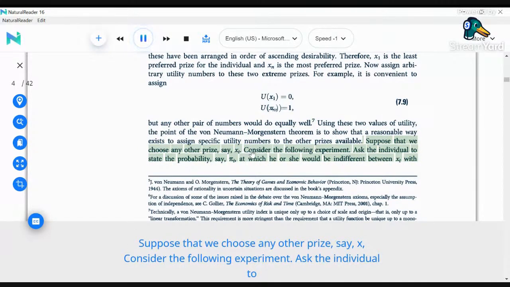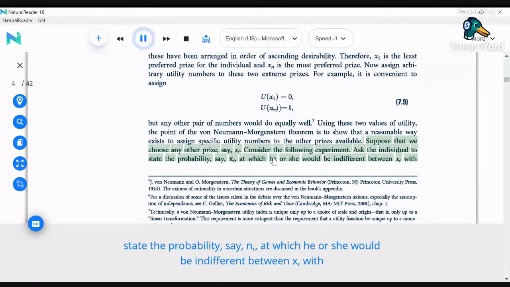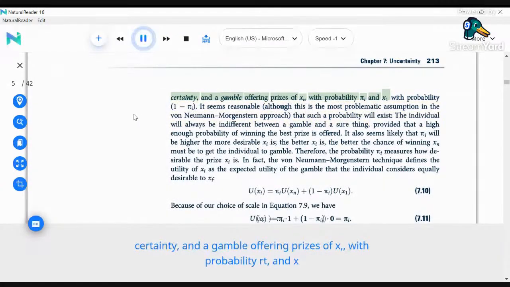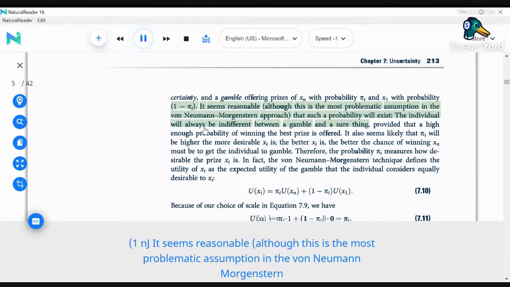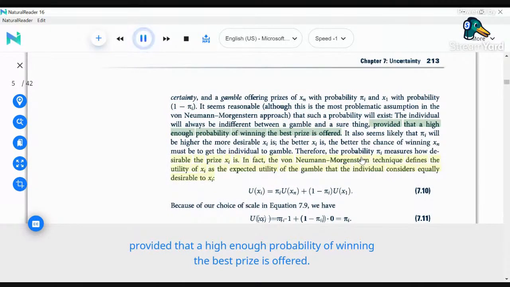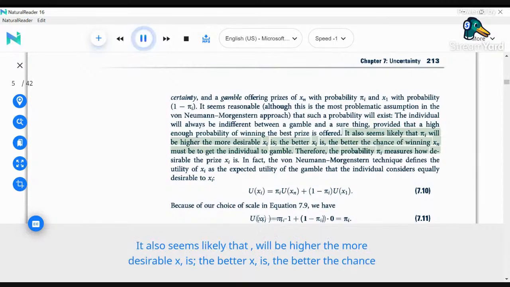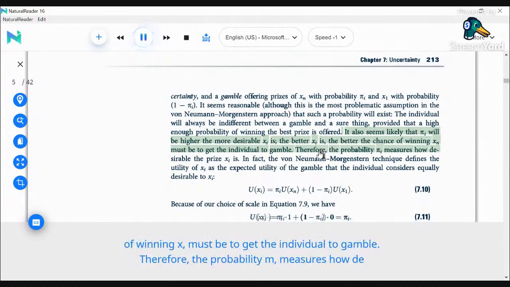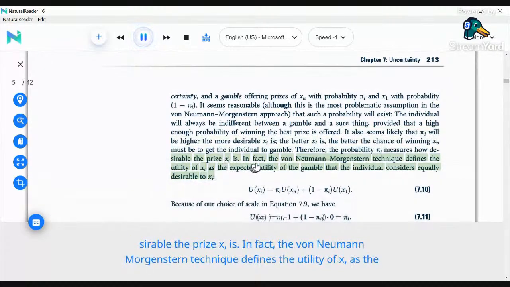Suppose that we choose any other prize, say, xi. Consider the following experiment. Ask the individual to state the probability, say, pi, at which he or she would be indifferent between xi with certainty and a gamble offering prizes of xn with probability pi, and x1 with probability 1 minus pi. It seems reasonable, although this is the most problematic assumption in the von Neumann-Morgenstern approach, that such a probability will exist. The individual will always be indifferent between a gamble and xi, provided that a high enough probability of winning the best prize is offered. It also seems likely that pi will be higher the more desirable xi is; the better xi is, the better the chance of winning xn must be to get the individual to gamble. Therefore, the probability pi measures how desirable the prize xi is.